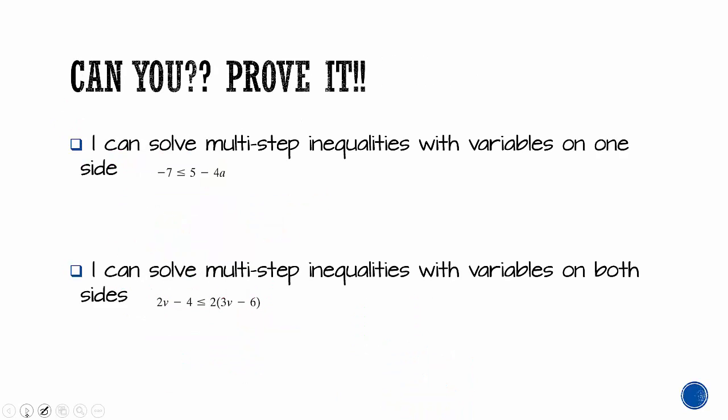So you should be able to solve multi-step inequalities with variables on one side and with variables on both sides. You got 2 prove it problems. And remember, you can check this when you get done. Pick any number that works, plug it in and make sure that it makes the inequality true.